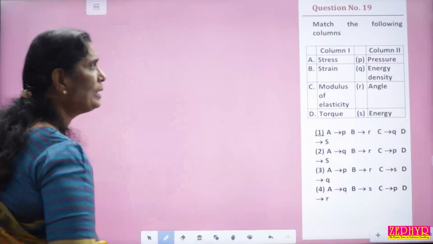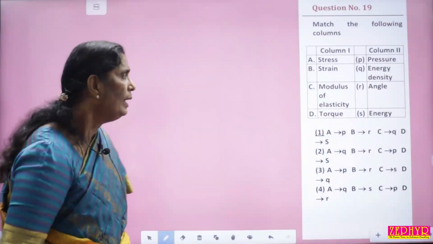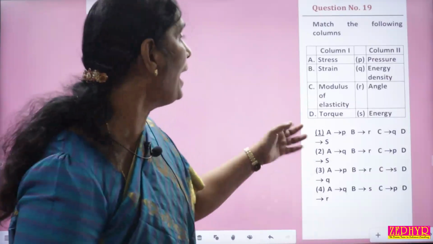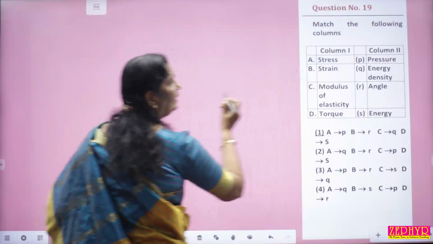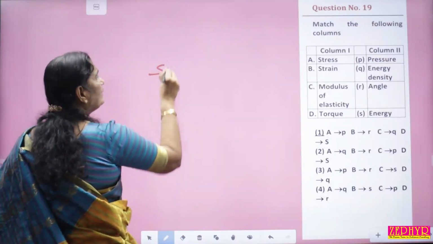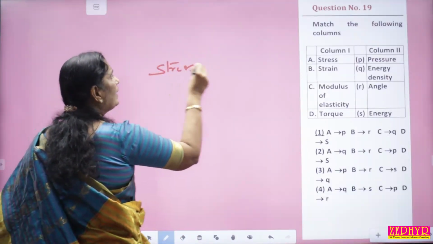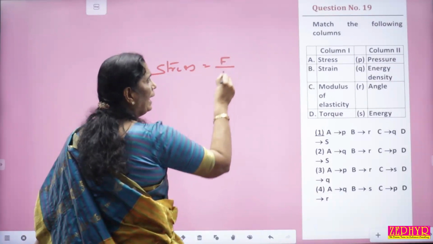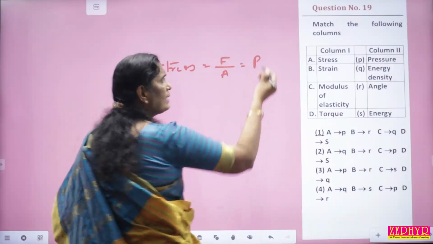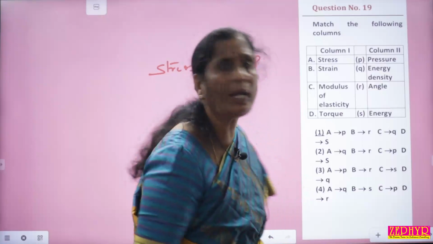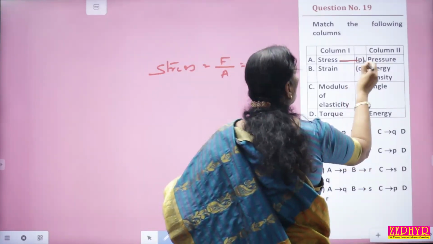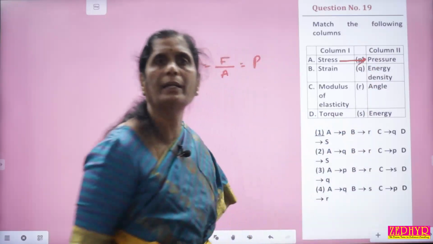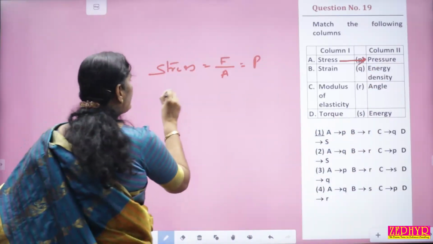Now let me take you to the match the following. Sometimes there will be two matches, but I gave only one. Okay. Stress. What is stress? Stress is nothing but F by A. That is nothing but pressure. Pressure is also F by A. So we can say A goes to P. Correct.